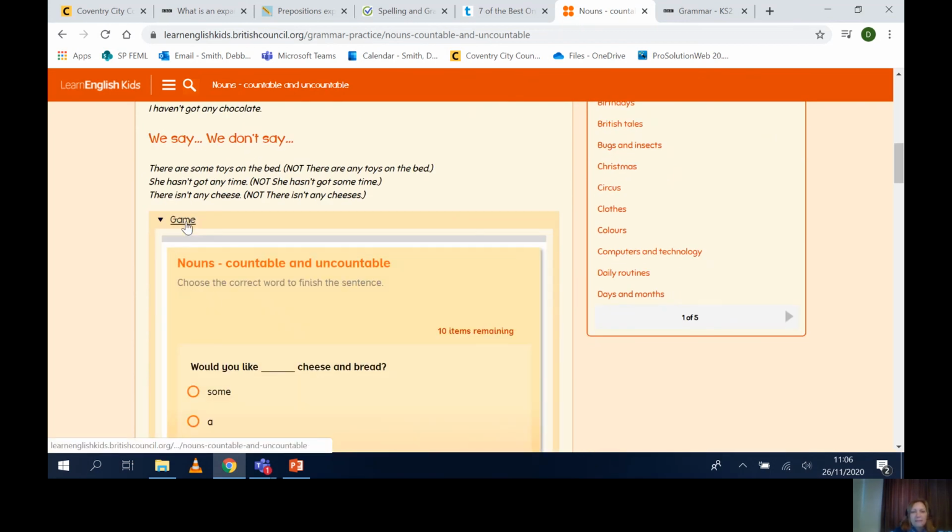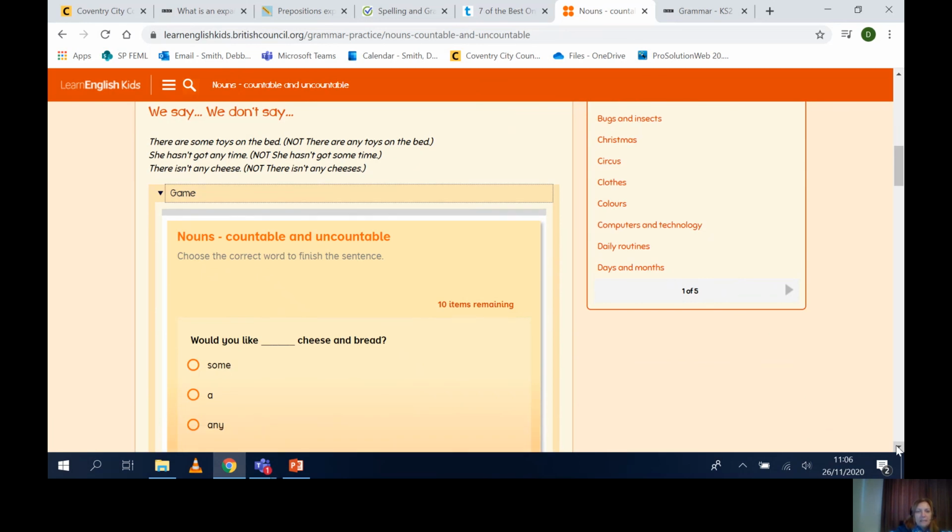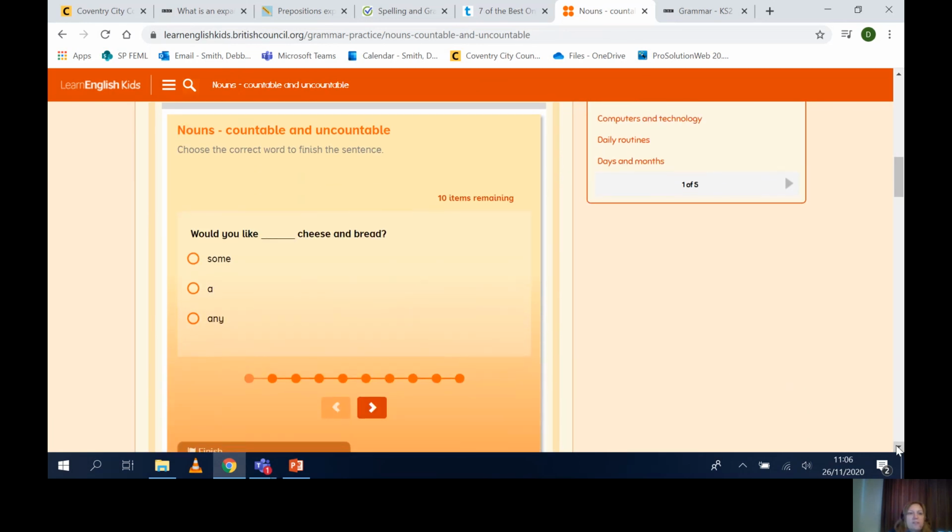And you can print things off from here as well. So you've got the ideas here. So here it says nouns. Choose the correct word to finish your sentence. Would you like something cheese and bread? Would you like any cheese and bread? Would you like a cheese and bread? Would you like some cheese and bread? And you just tick the one you think is correct and move on to the next one. And it scores you, so it gives you an idea at the end.